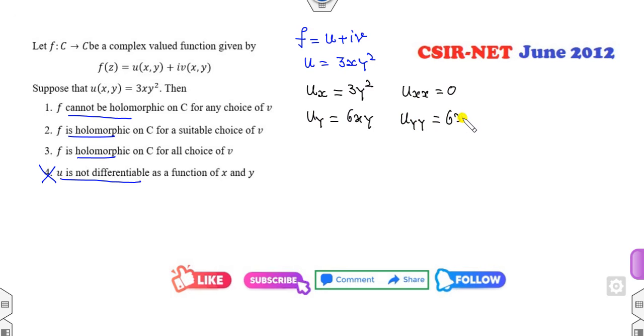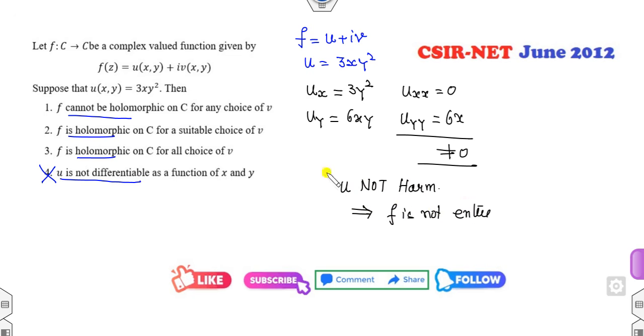u_yy is 6x. Clearly, the sum is non-zero. That means u is not harmonic. If u is not harmonic, it means f is not entire. That means f is not a holomorphic function.